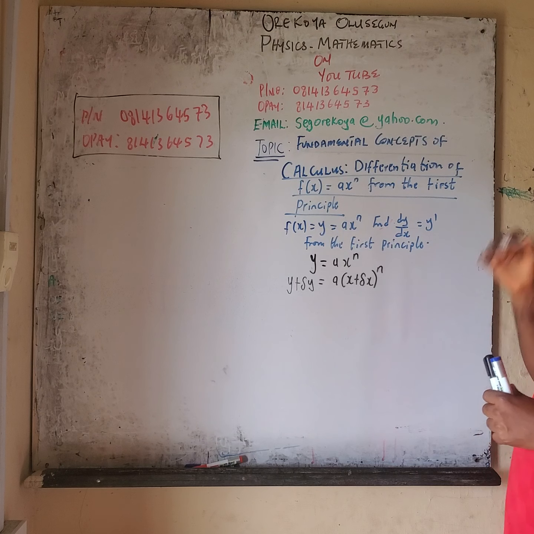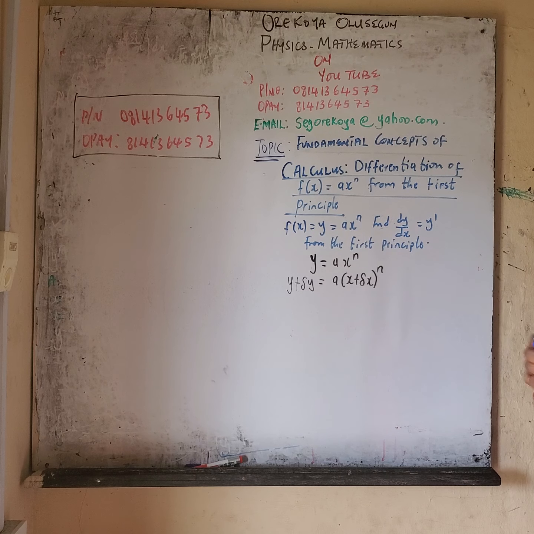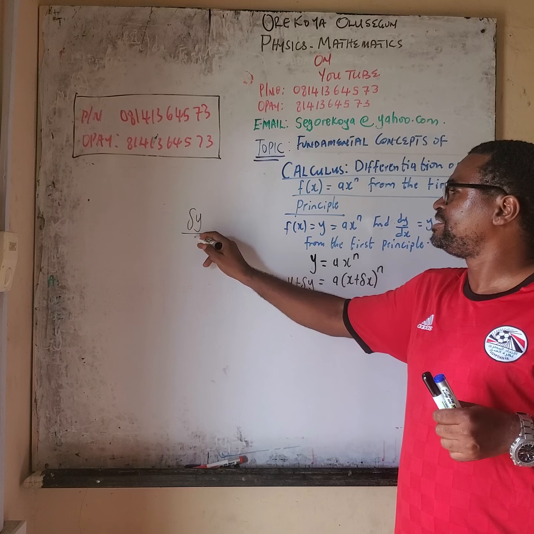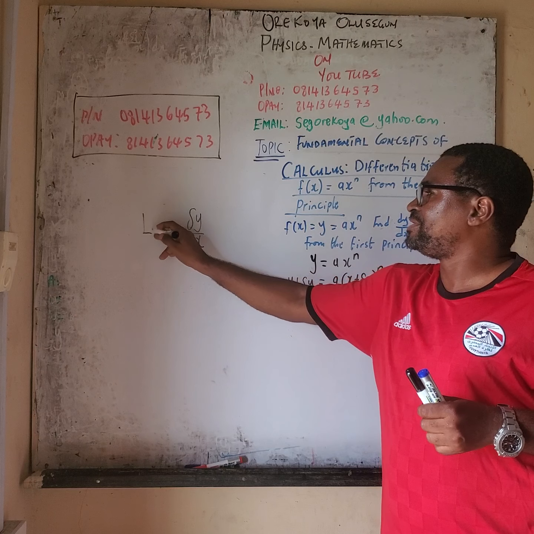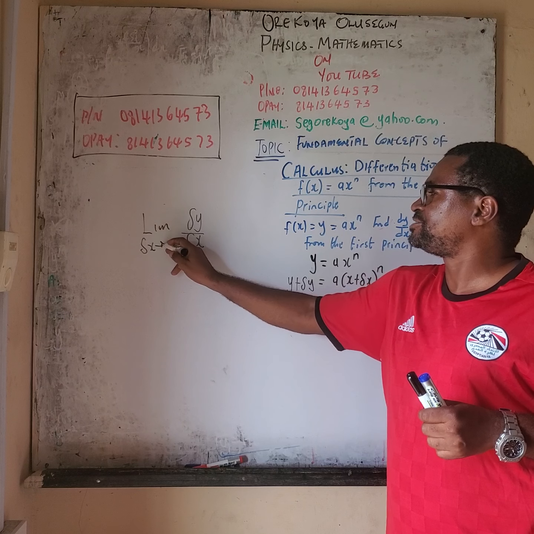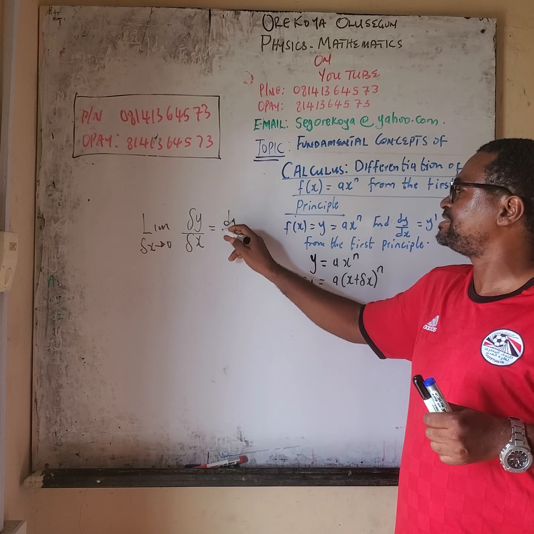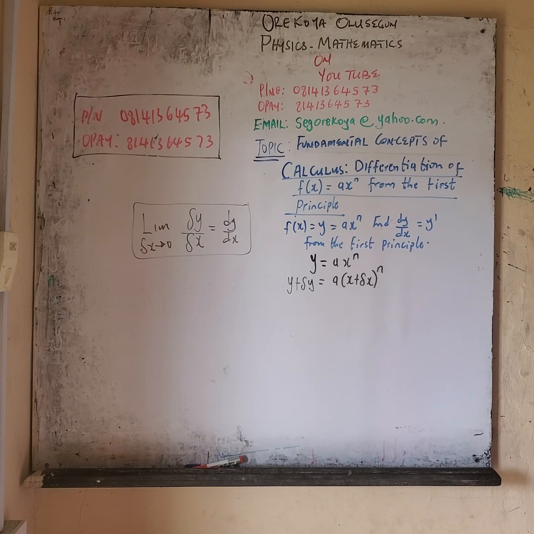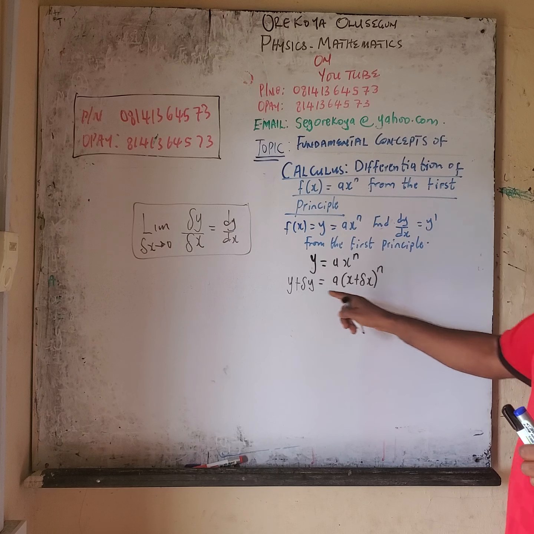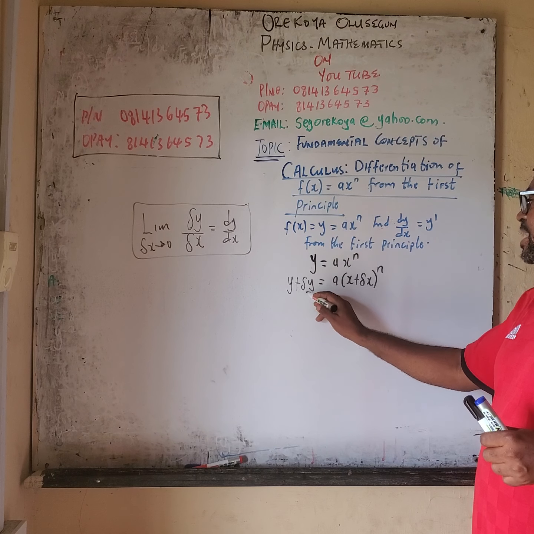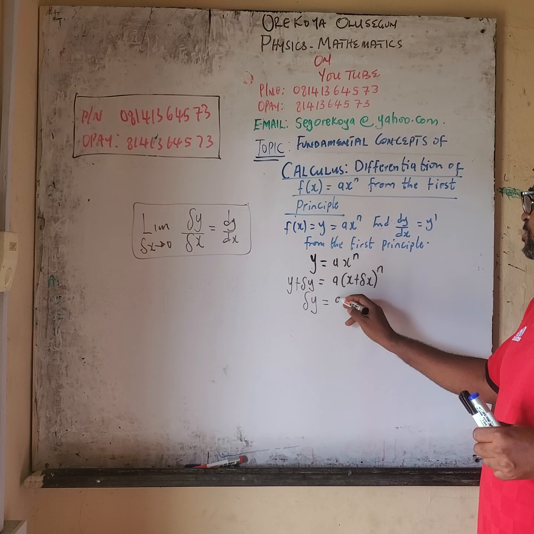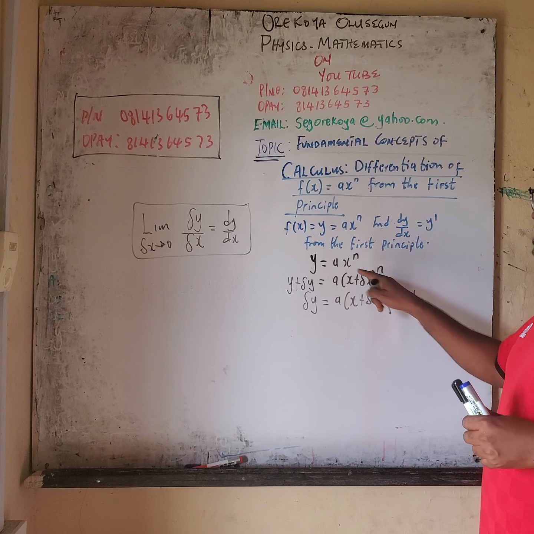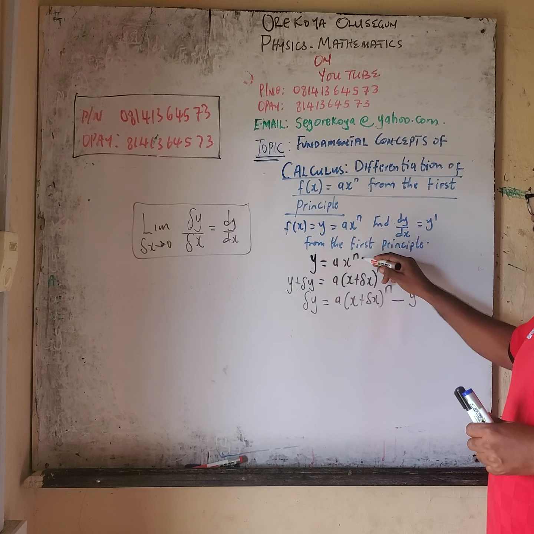So before I go further, what we are trying to arrive at is an expression delta y divided by delta x, finding the limit as delta x tends to 0. We say that is dy/dx. This is the expression I want to derive from what I have here. Now, making delta y the subject of the formula, I have delta y equals a(x plus delta x) raised to power n minus y, and my y is ax raised to power n, so I substitute it here.